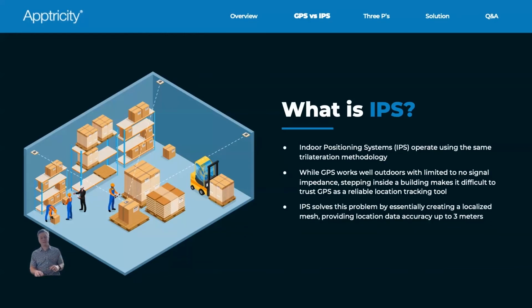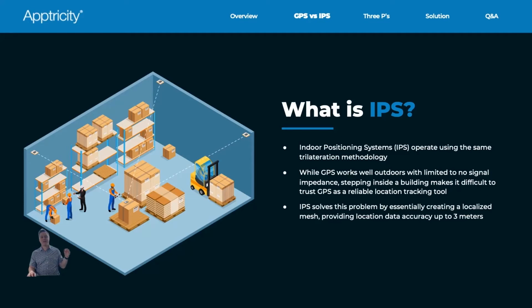And these technologies operate almost exactly the same. It uses trilateration. I have static points, static readers in a building. I know the distance between those readers. And so as items move across the floor, I'm using trilateration to determine the distance between those readers, and therefore I can determine where it is on a floor map. So we're creating a localized mesh. We're providing location data accuracy up to 3 meters.